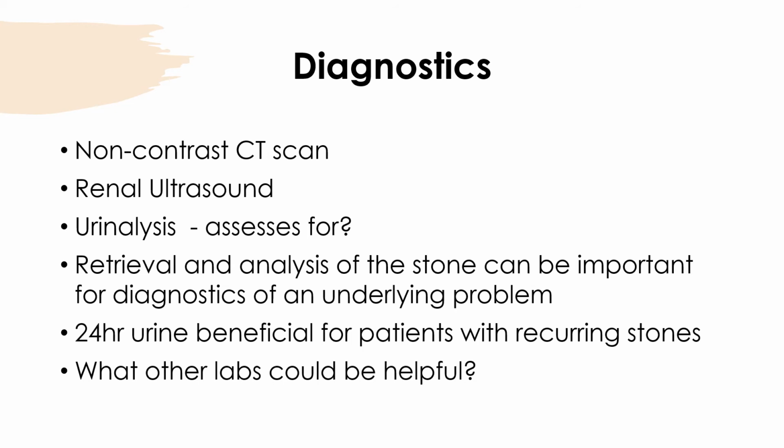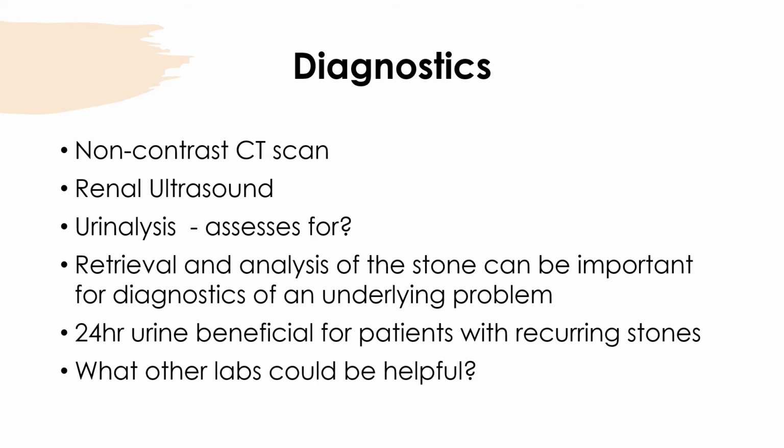Even getting retrieval and analysis of the stone can be really important for diagnostics, especially if the patient's having recurrent issues. What kind of stone is forming? What kind of stone do they recurrently have? Sometimes it can be a huge diet issue where we need a strict diet because of the stone formation, or is it bacterial and the patient needs antibiotics? So getting the analysis of the stone is very important for fixing the underlying problem, and hopefully not having any more recurrences. A 24-hour urine specimen can be very beneficial, especially with recurring stones.